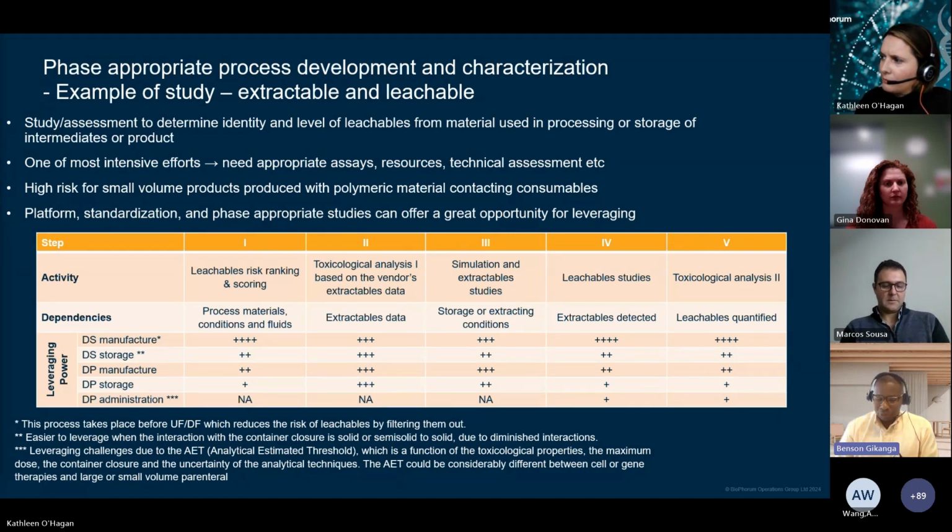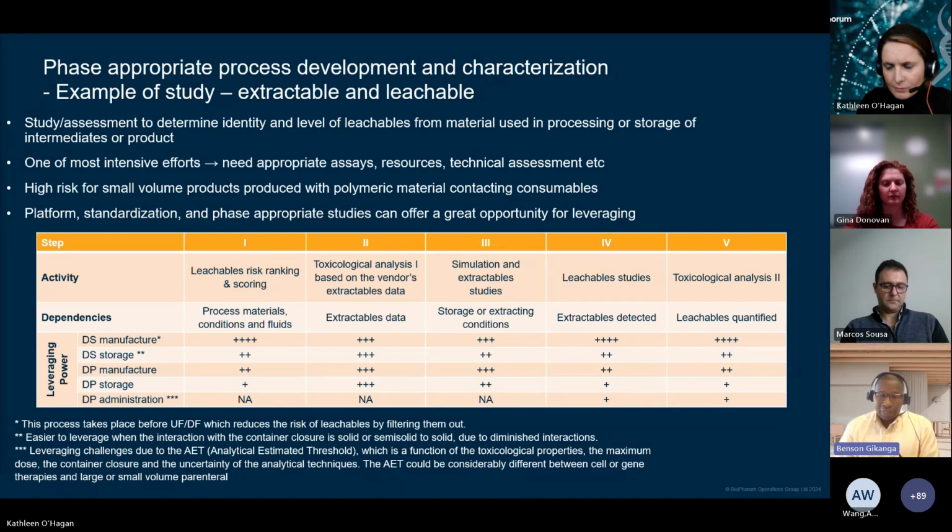The other reason why extractables and leachables is really important is because you have to involve a lot of stakeholders, and you have to look at it from development from the very beginning, from the time that you are in the upstream process, all the way to fill finish. And the risk is different.